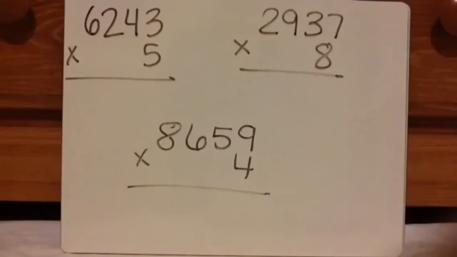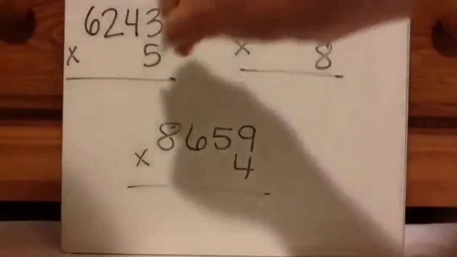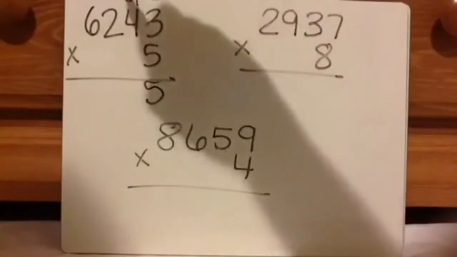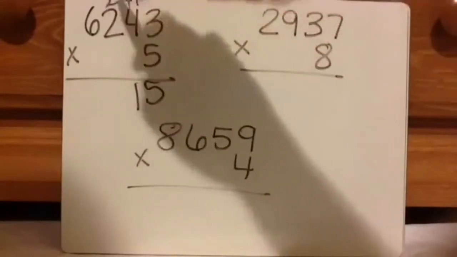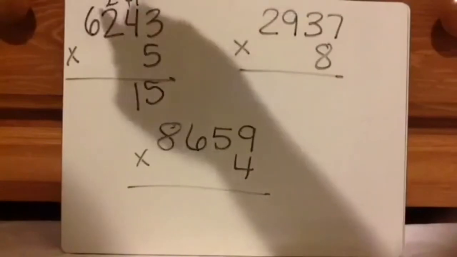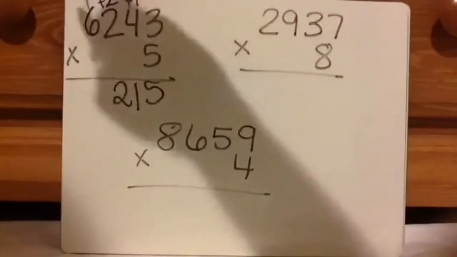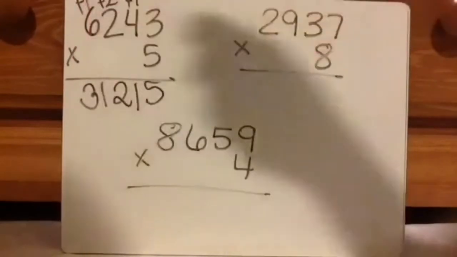Okay, I want you to do these three. Press pause, work the problems, press play when you're ready to check. Okay. 5 times 3 is 15. Carry the 1. 5 times 4 is 20, plus 1 is 21. 5 times 2 is 10, plus 2 is 12. 5 times 6 is 30, plus 1 is 31.